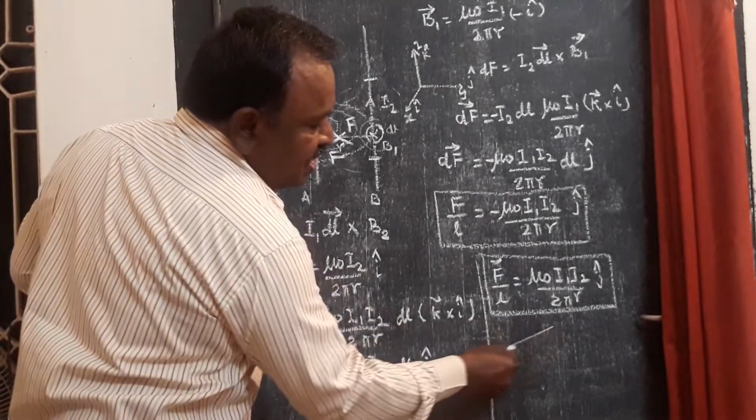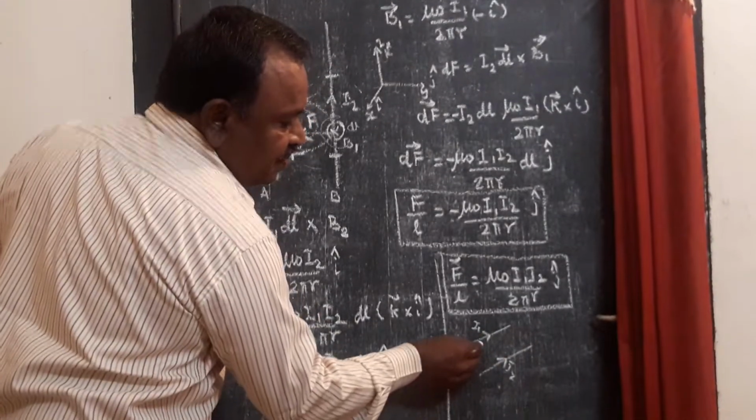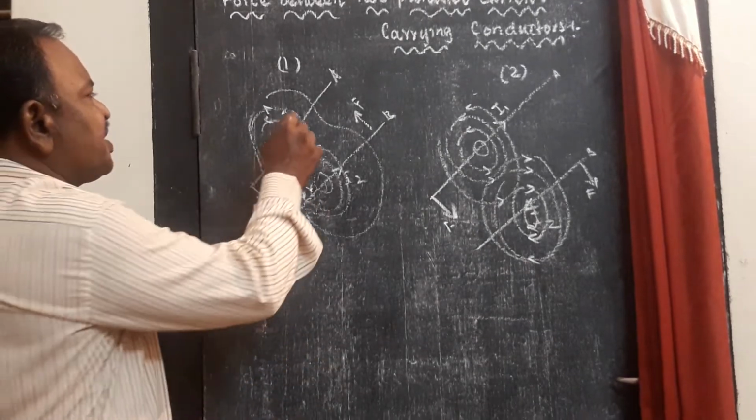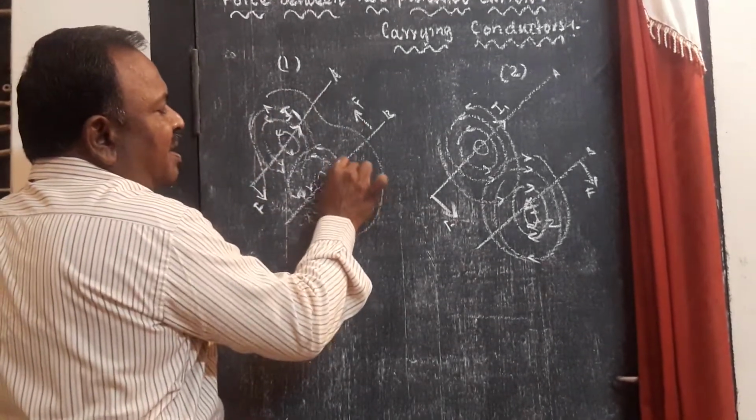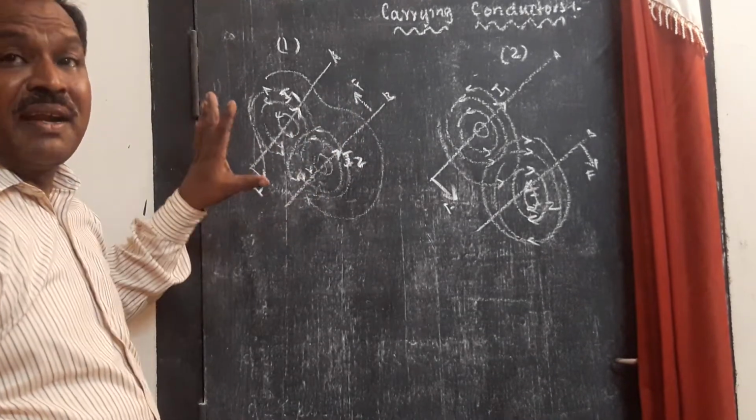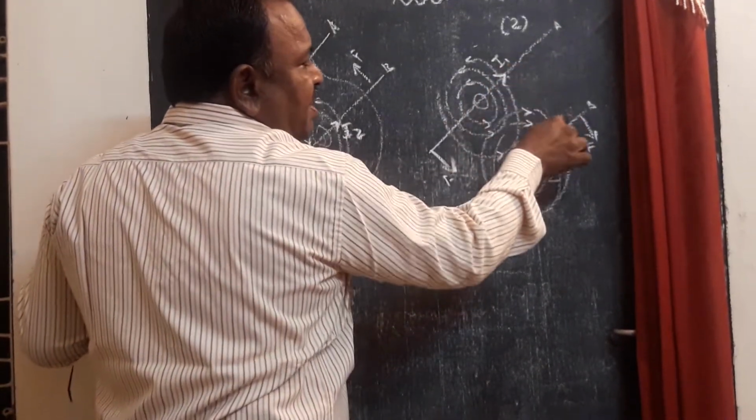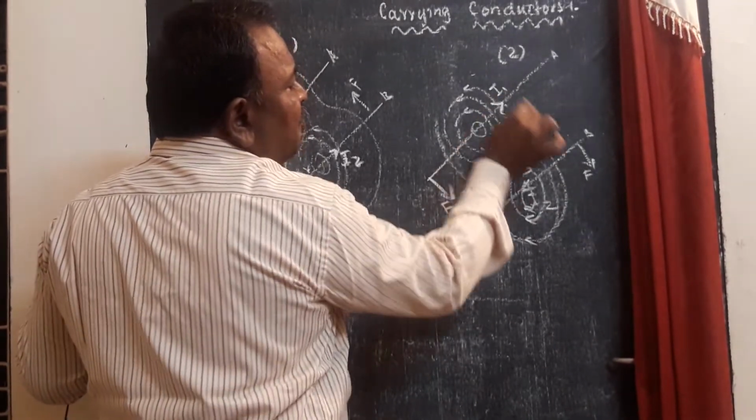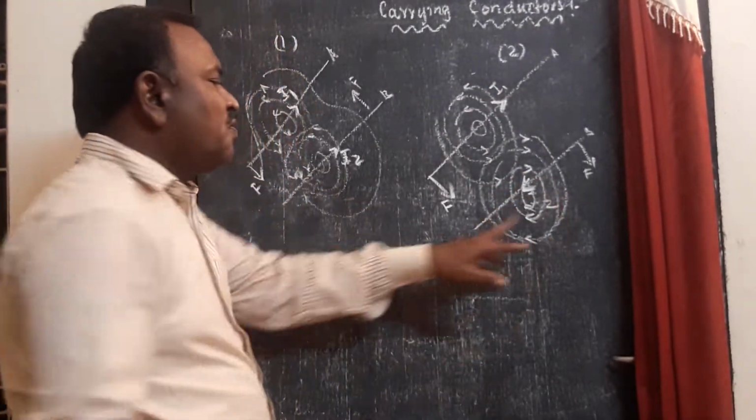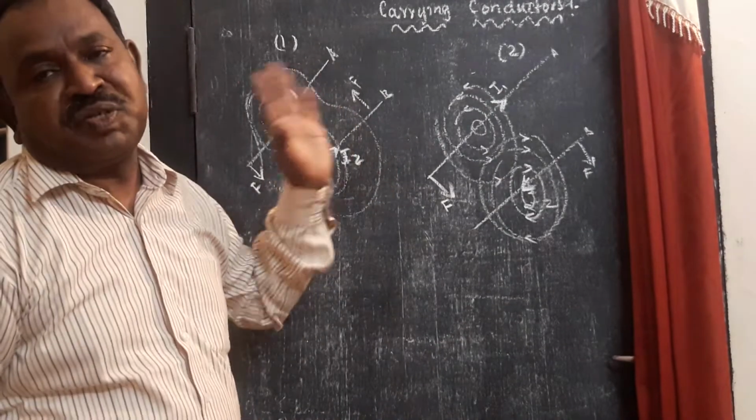If you consider two conductors in which I1 and I2 are flowing in the same direction, the force between the two conductors is an attractive force. On the other hand, if you consider two conductors separated by the same distance, and the current flows in opposite directions, with I1 flowing in one direction and I2 in the opposite direction, the force between the two conductors is a repulsive force.